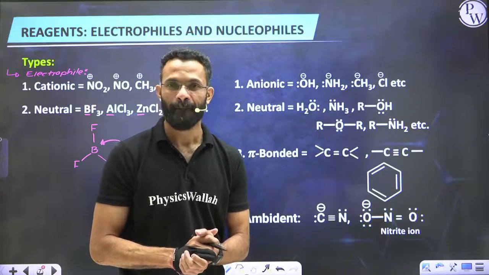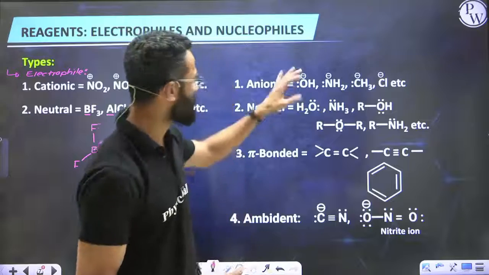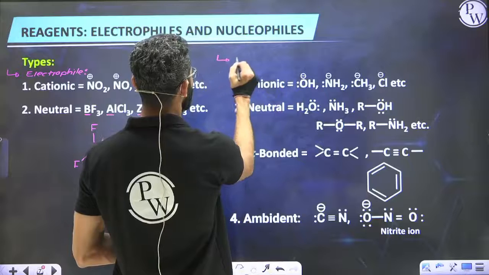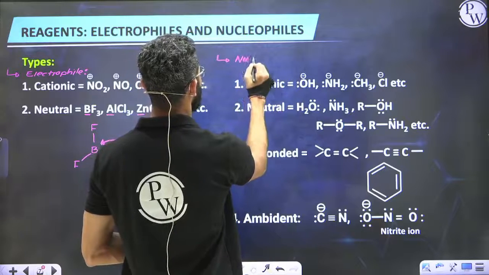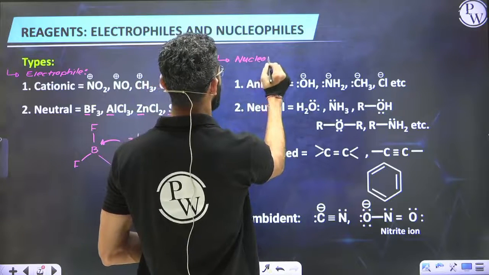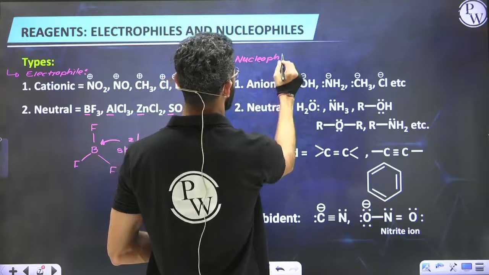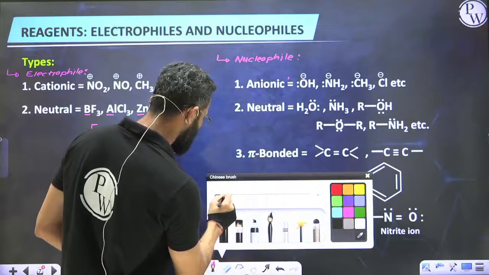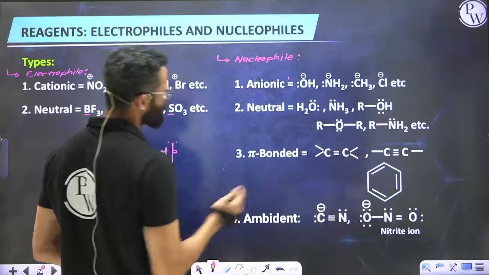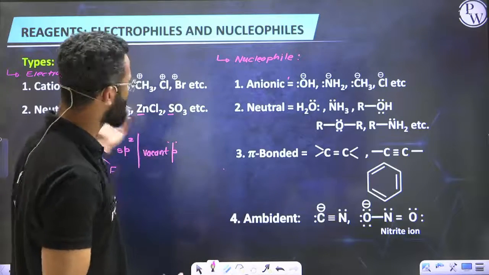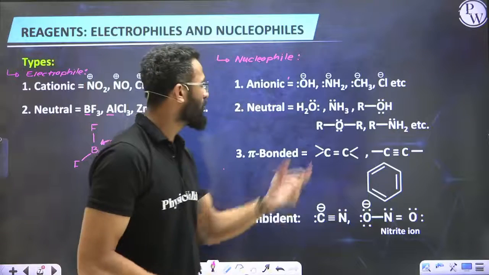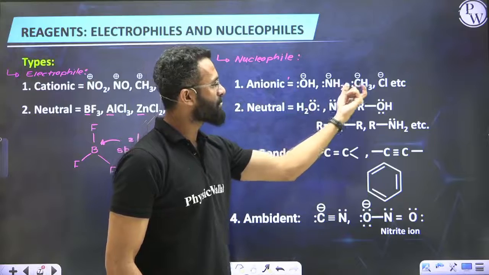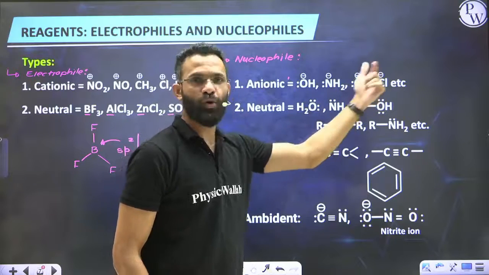Alright everyone. Now let's have a look at the nucleophiles. Like we have categorized electrophiles here, we also categorize the nucleophiles. Nucleophiles we classify into 4 categories. Just like cations, if you look at this, OH-, NH2-, hydroxide, amide, methyl carbanion, or chloride ion.